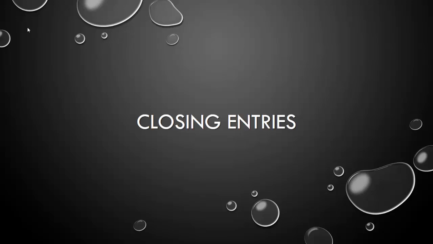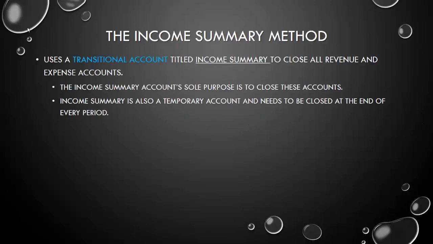Here is how we record the journal entries to close our books for the period. There are several different ways that we can do this, but I find the simplest and the most straightforward method to use is called the income summary method. And to use this method, we're going to have to create a brand new account.